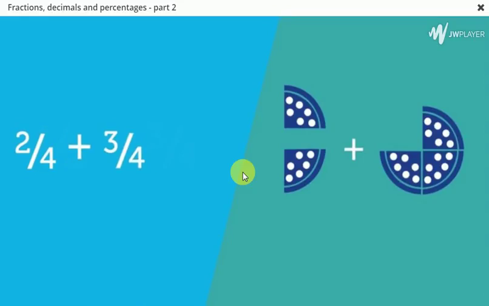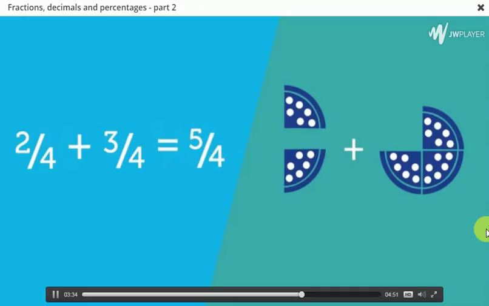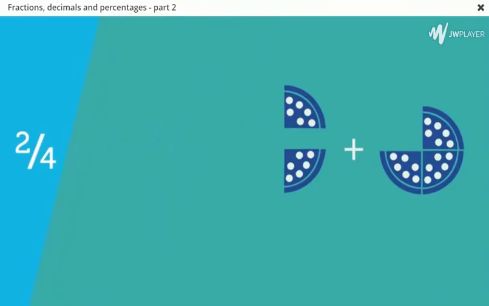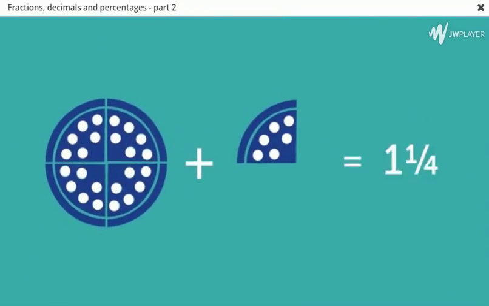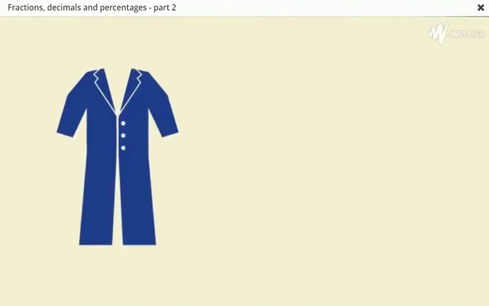The common denominator is 4. We've made the number at the bottom of the fraction the same, which then enables us to add them together easily. The answer to this sum is 5/4. We know that 4/4 make a whole pizza, so the answer is really 1 whole pizza and a quarter slice, 1 1/4.